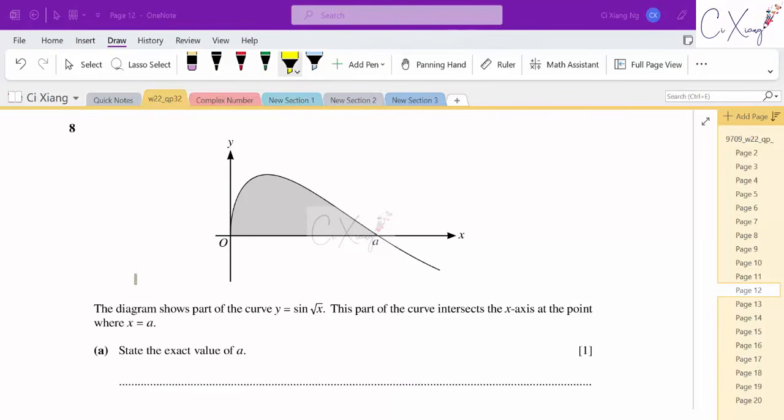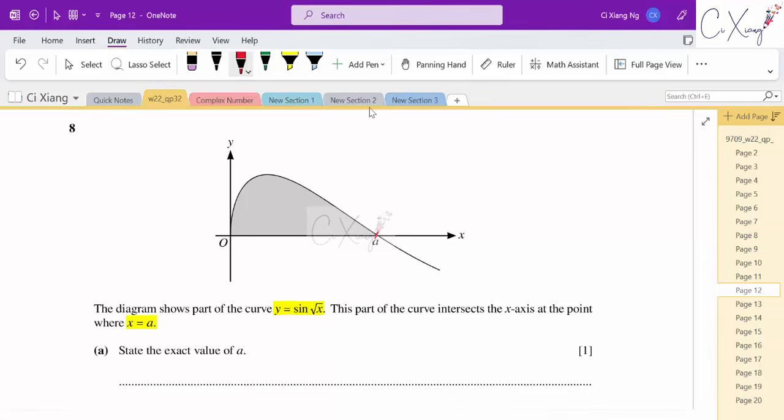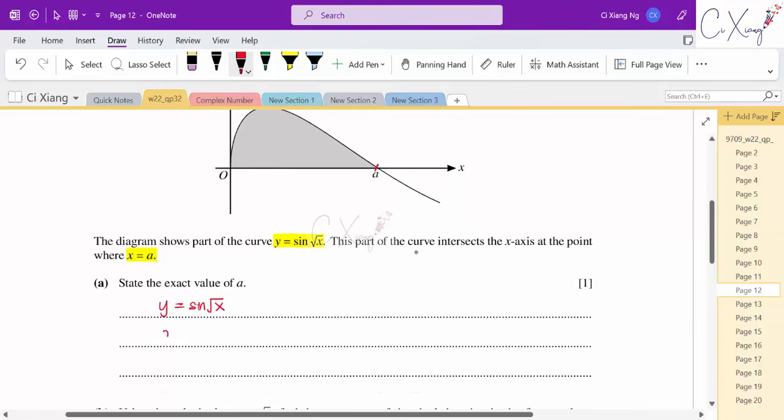Question number 8, the diagram shows part of the curve y equals to sine square root x, and this part of the curve intersects with the x-axis at the point where x equals to a. So you can see that they label it quite clearly. This is actually the value of a. So now they want to state the exact value of a. To get the value of a, we need to let y equals to 0 because it is actually the x-intercept, right? So if I let y equals to 0, I'm having sine square root a.